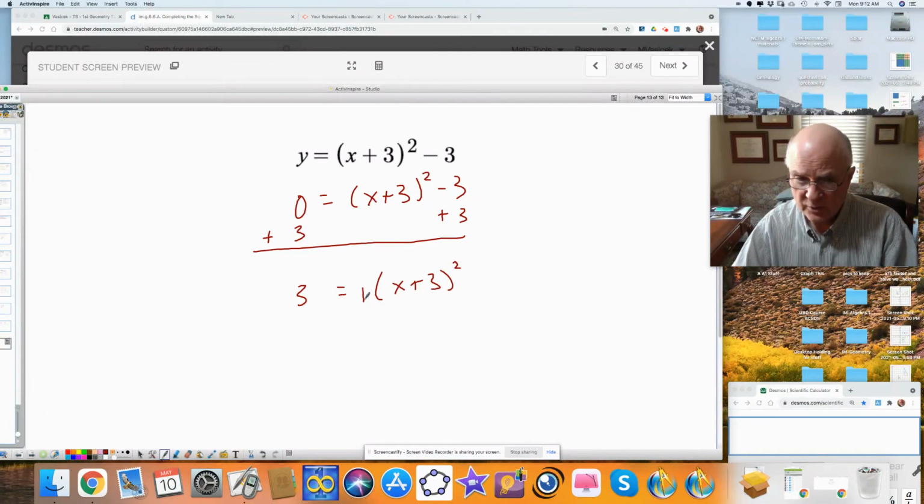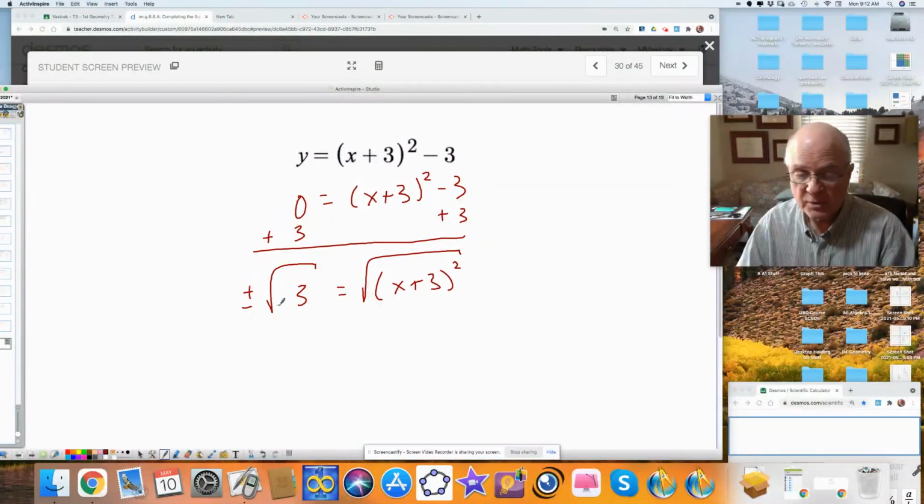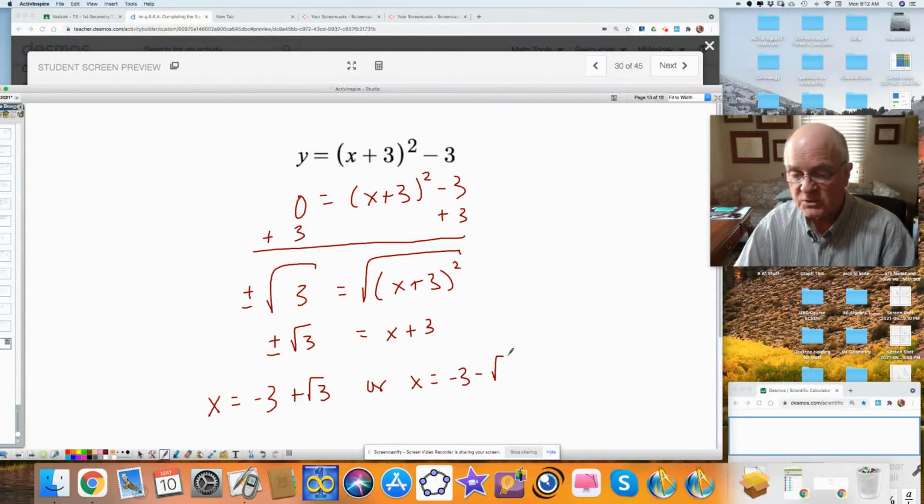To do the inverse operation, I'll take the square root. I'll take the square root of this side, which means it's going to be a plus or a minus. When you take the square root from the x plus 3 squared here, you're going to get a plus or a minus. So x plus 3 is equal to plus or minus the square root of 3. I'll subtract 3 from both sides. I get x is equal to negative 3 plus the square root of 3, or x is equal to negative 3 minus the square root of 3.